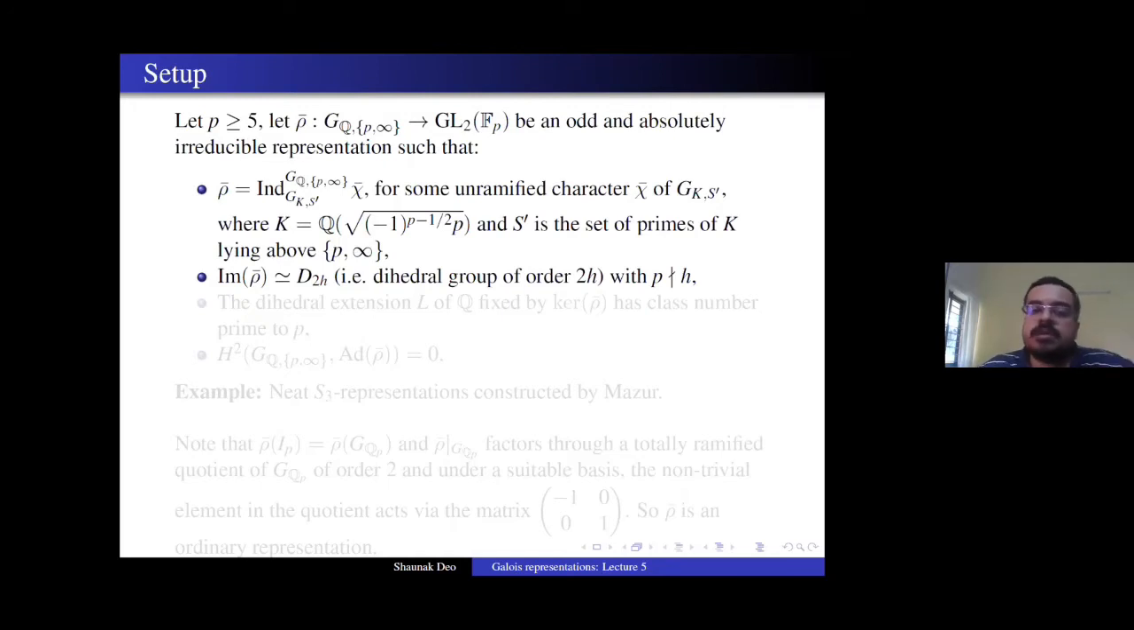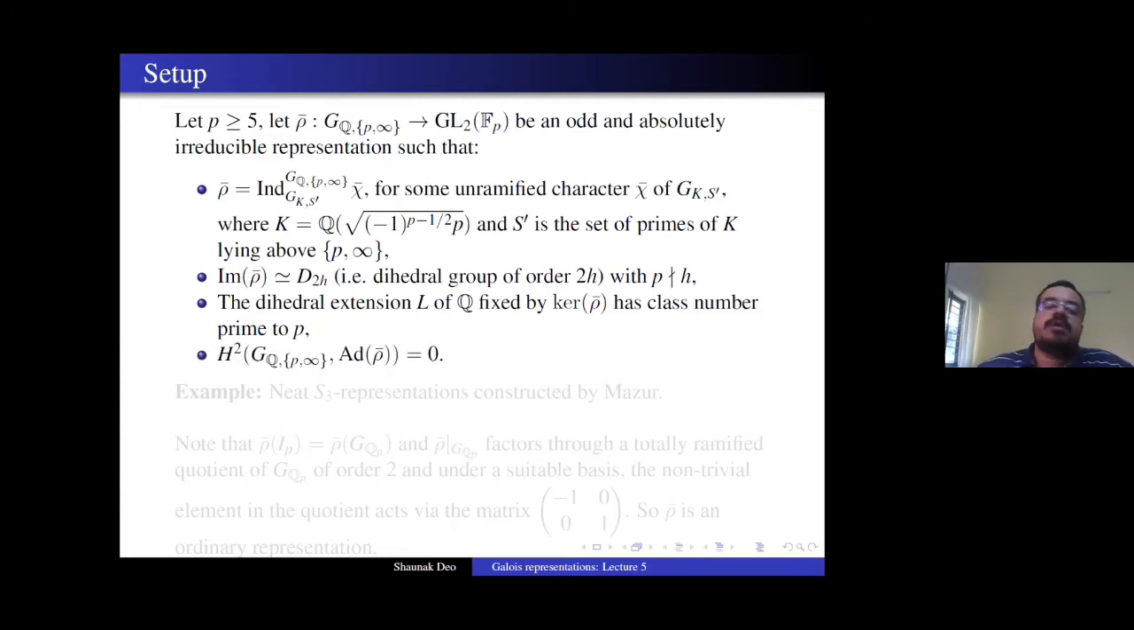I mean, because it is induced, the projective image is going to be dihedral, but we want the actual image to be dihedral as well. The dihedral extension L of Q, which is fixed by the kernel of rho bar, has class number prime to p. And H^2 of G_{Q,{p,infinity}} at rho bar is 0, or in other words, we want rho bar to be unobstructed.